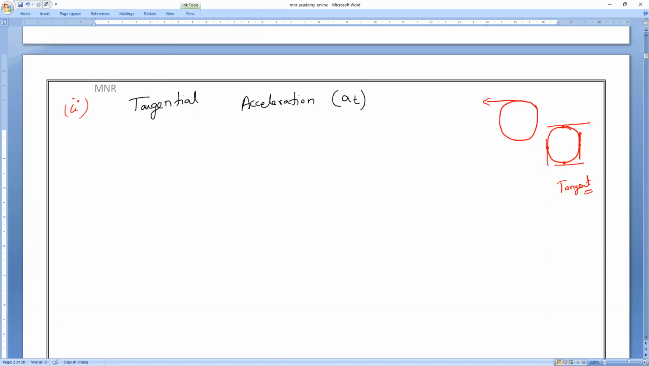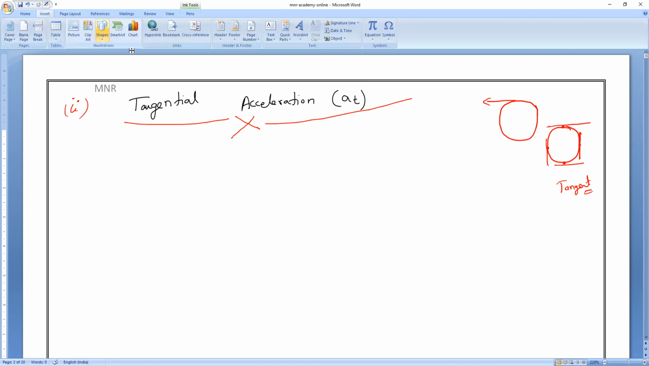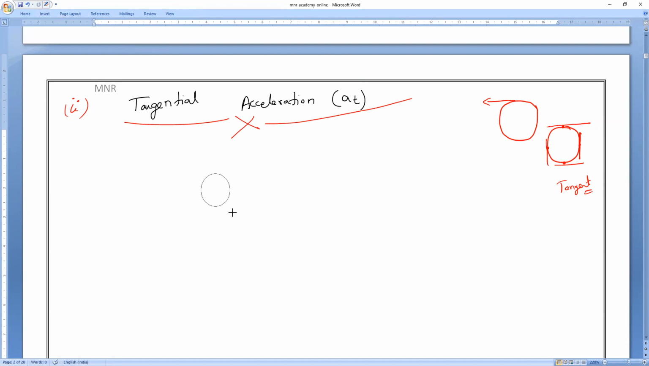So we all know what tangential acceleration means: the magnitude also may change. Change in speed is called tangential acceleration. Understand? What is centripetal acceleration? Change in direction is called centripetal acceleration. Change in speed means the magnitude of velocity is also changing. That is what we call tangential acceleration.